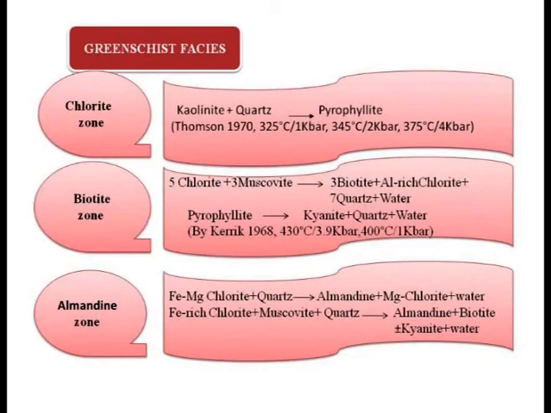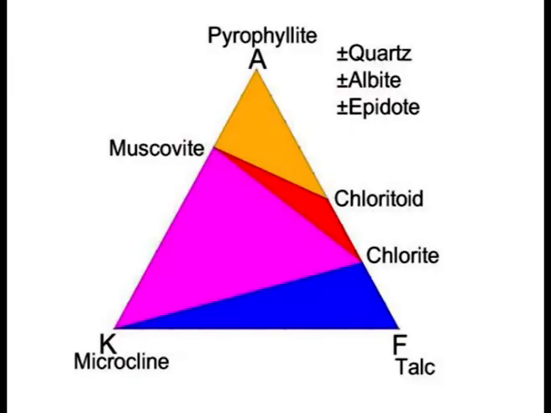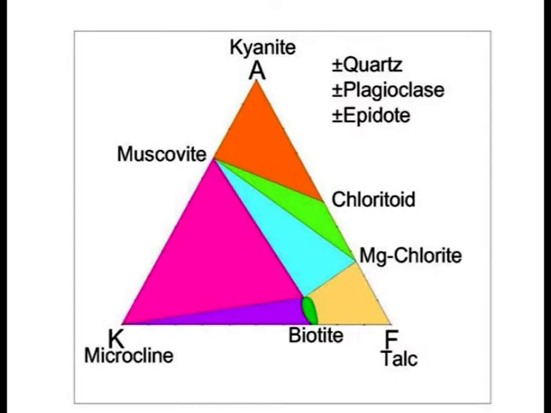Now come to the second higher zone, that is your biotite zone. The beginning of biotite zone is indicated by the appearance of biotite by the following reaction: 5 chlorite plus 3 muscovite give rise to 3 biotite plus Al-rich chlorite plus 7 quartz plus water. Kyanite appears in place of pyrophyllite by the reaction pyrophyllite gives rise to kyanite plus quartz plus water.